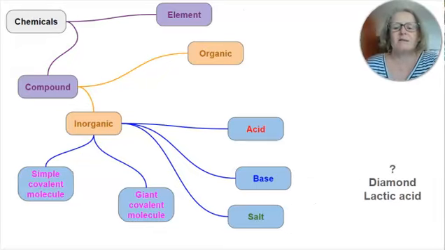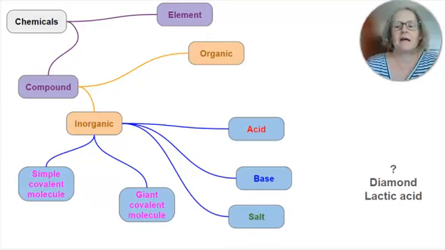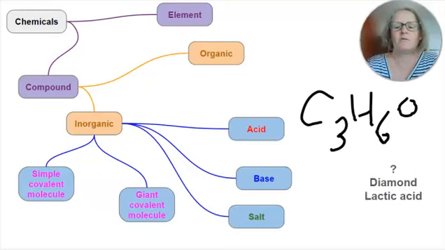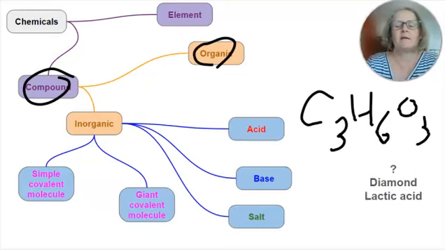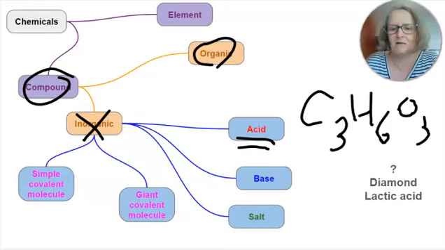Lactic acid, you kind of need to know lactic acid's formula. So if I tell you that lactic acid is C3H6O3, then you can make some guesses. It's got lots of elements, so lots of different types of atom, so it's a compound. It has carbons with hydrogen, so it's organic, and that makes sense because lactic acid is found in our muscles, found in sour milk, but it's got the word acid in it. So why isn't it an acid down here? Well, it's not inorganic, it's organic.